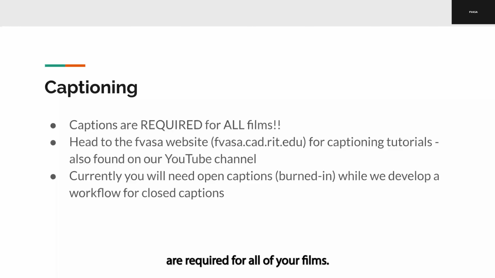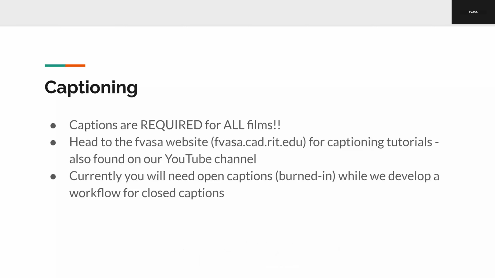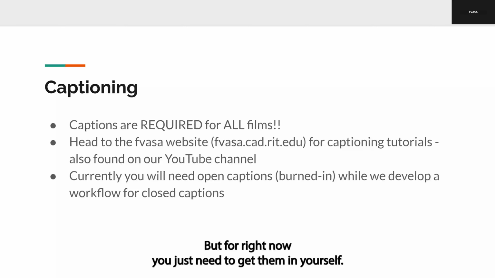Captioning. Captions are required for all of your films. There are a few tutorials on the FVASA website for how to caption your films, and it can also be found on our YouTube channel. So right now, you're going to need open captions, so just burnt in, typed automatically captions. But soon, hopefully, we'll be able to develop a workflow for closed captions. But for right now, you just need to get them in yourself.